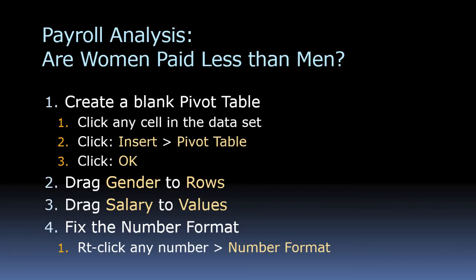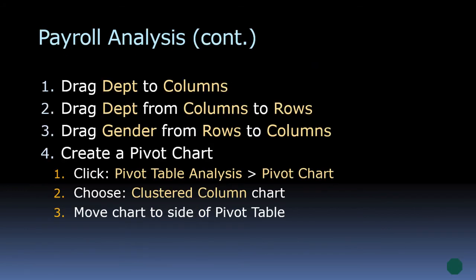So basically what we did is we created a blank pivot table. Just click on the Insert tab and click on the PivotTable button on the left, and then click OK to accept the choices of the data. And then we just drag gender to rows, drag salary to values. We fixed the number format. And then we pivoted the table by dragging department from columns into rows and gender from rows to columns, and then we created a nice little chart.